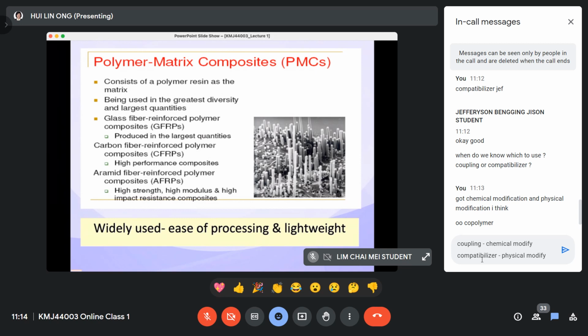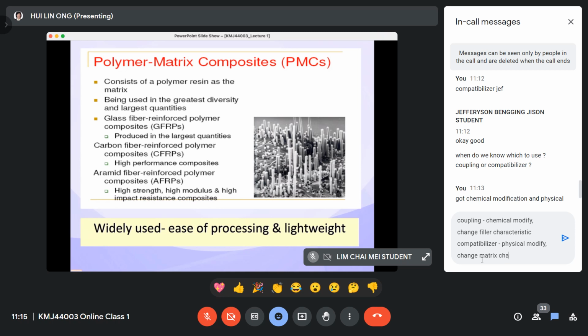So that is pretty straightforward, and usually the compatibilizer is based on the matrix characteristic. It changes the matrix characteristic to suit the filler. The other way around, the coupling agent changes the characteristic of the filler to suit the matrix. In general, I can say something like that. And the coupling agent usually involves a chemical reaction. Compatibilizer usually is just a physical reaction.